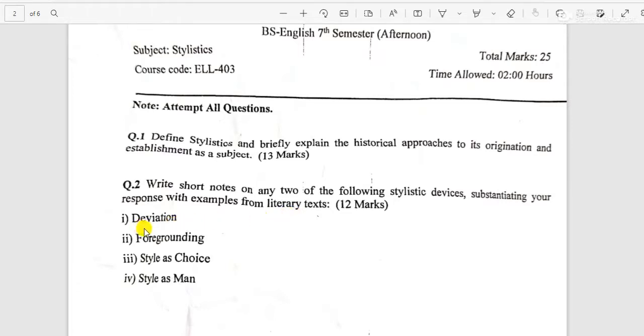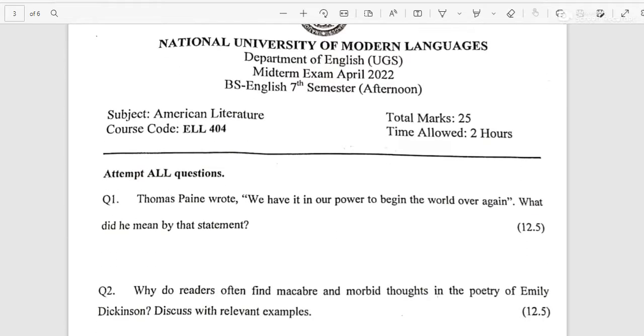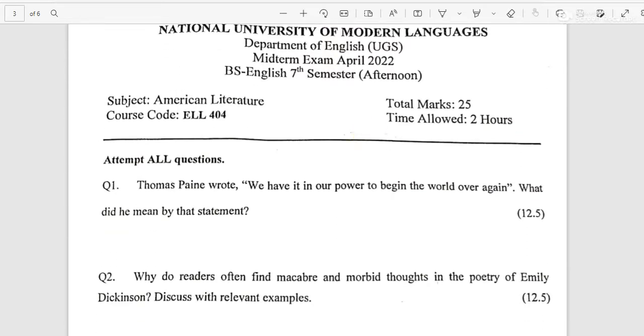The first one is deviation, second one is foregrounding, third one is style as choice, and last one is style as man. And this is American literature paper.